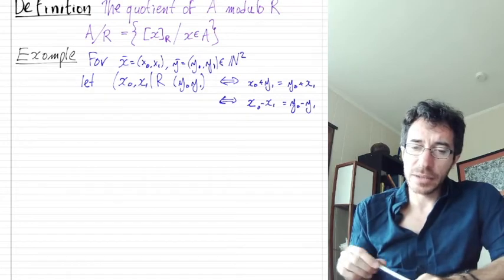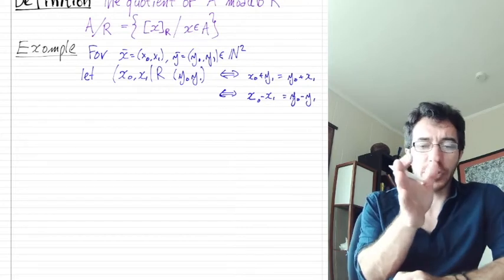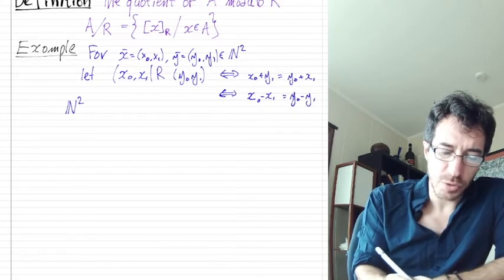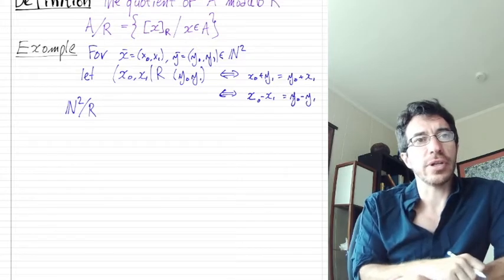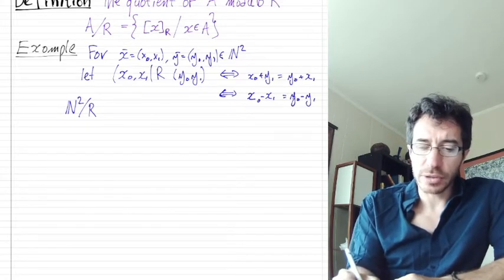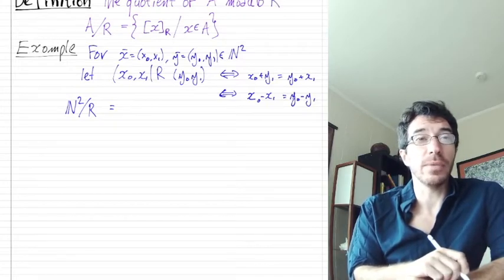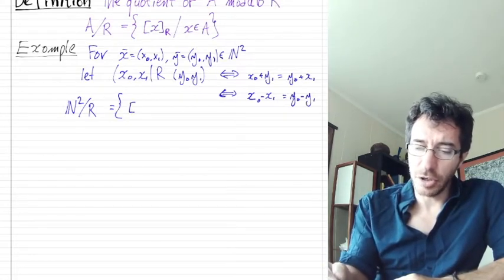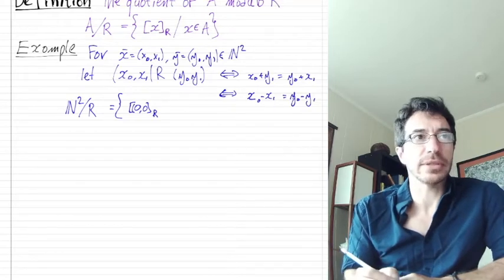And now, what is the quotient? Suppose you believe me. Try it at home, proving all these properties. Suppose you believe me that R is an equivalence relation on the natural number square. When we take the quotient under this equivalence relation, what do we get? Well, we're going to get all equivalence classes, right? So we are going to get the equivalence class of the pair 0, 0.